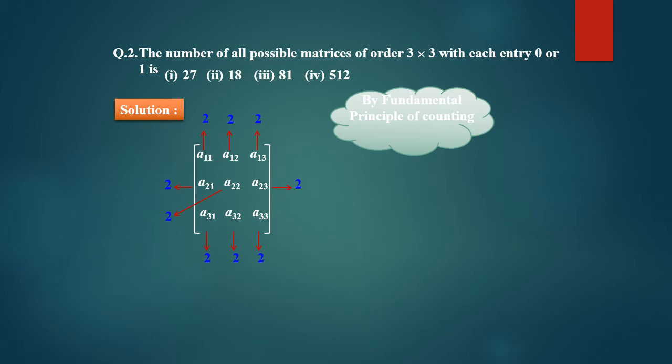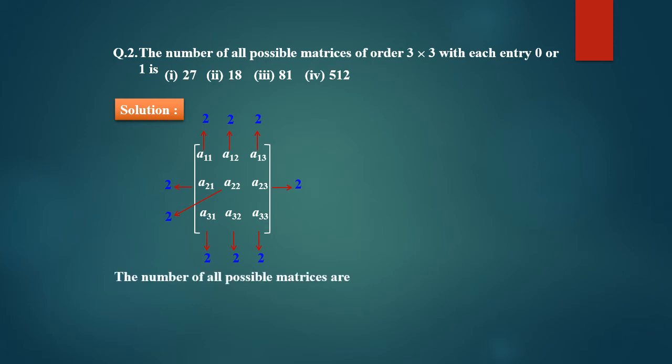Therefore, by using the fundamental principle of counting, the number of possible ways in which a matrix can be formed will be equal to 2 to the power 9. That is 9 elements, and each element can be written in two possible ways. So when we simplify it, we get 2 raised to 9, which is equal to 512 ways.